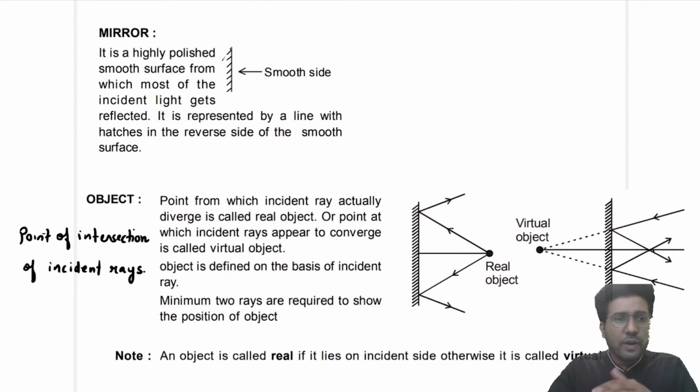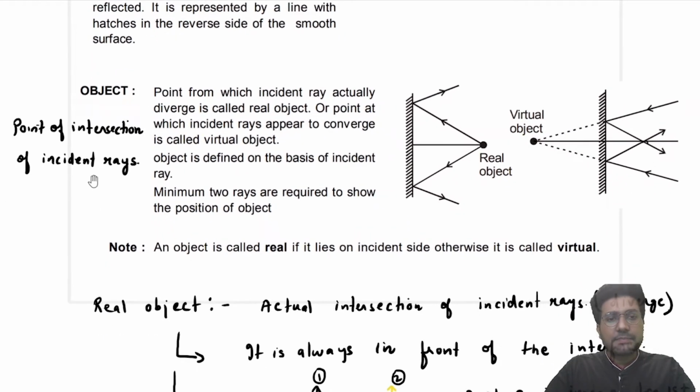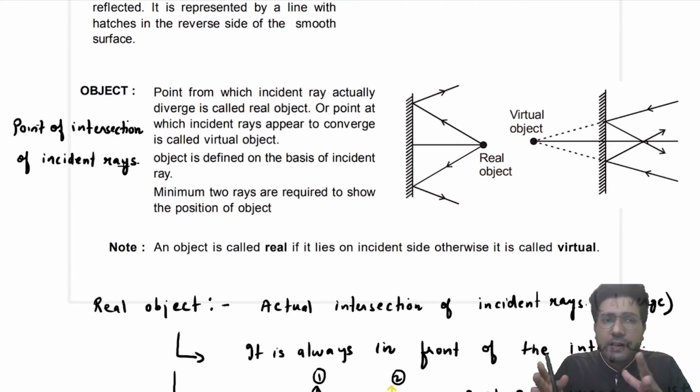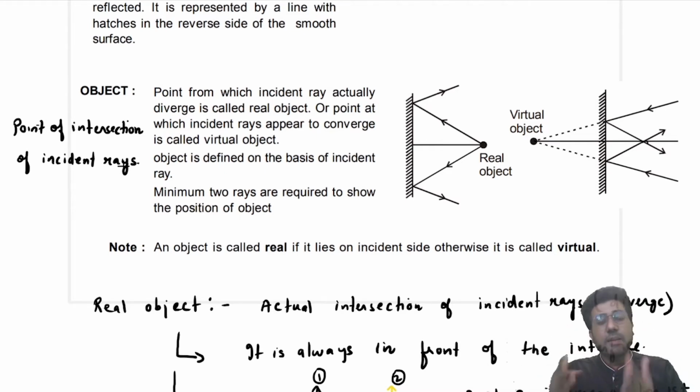Okay. So first, what is an object? See, an object is a point of intersection of incident rays. Simple. Object is not something which you can touch or feel. It's not necessary. The simple definition of object in optics is the point of intersection of incident rays. Wherever the incident rays are intersecting, that point is an object. Okay. So objects can be real or virtual.